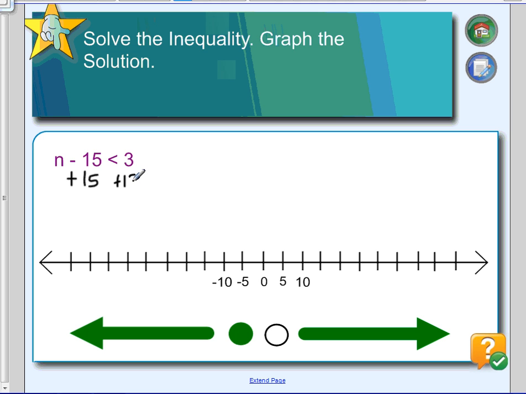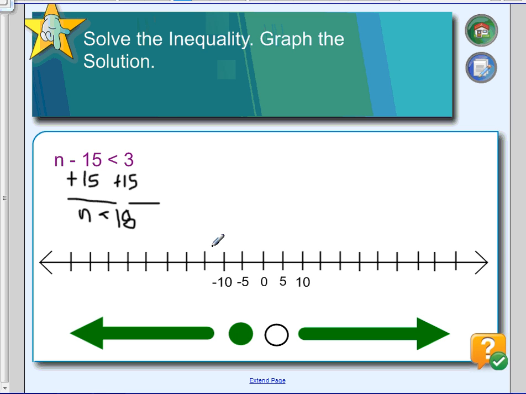I'm adding 15 to both sides because it was n minus 15. And now I'm going to have n is less than 18, because 3 plus 15 is 18.